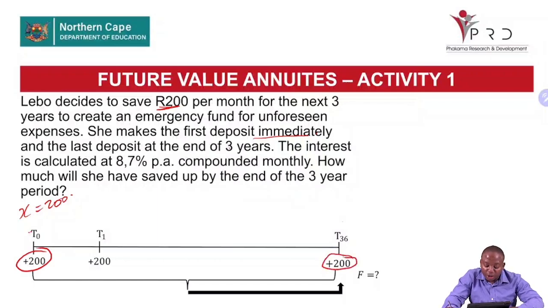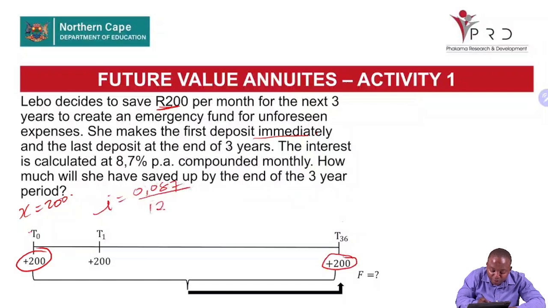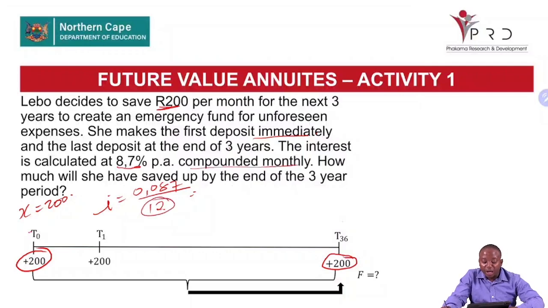The interest rate is calculated as, so our I in this case is 0.087 divided by 12. Where do we get that? Remember, it was given as a rate. We divide that by 100 to get it as I, which is 0.087. And where we have a compounding period, what do we do? Our I must be divided by that compounding period. As it is monthly, then our I is divided by 12.